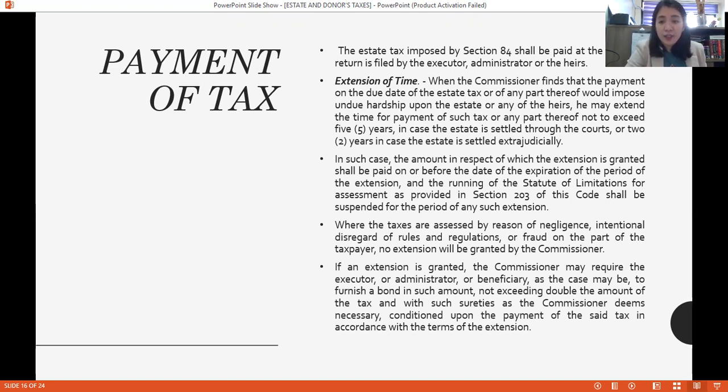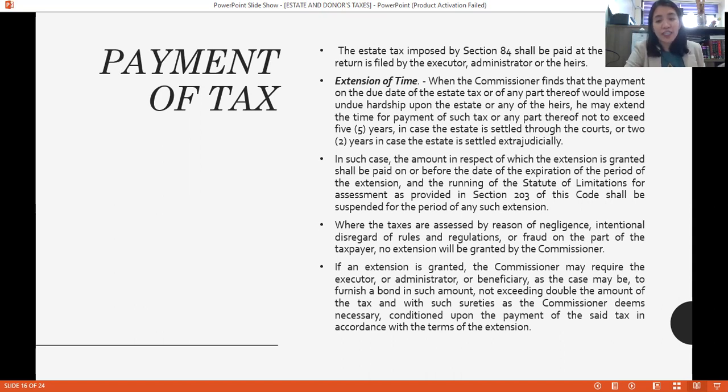In such case, the amount in respect of which the extension is granted shall be paid on or before the date of the expiration of the period of the extension. And the running of the statute of limitations for assessments shall be suspended. So dahil nag-ask ka for extension, suspended din yung statute of limitations. Where the taxes are assessed by reason of negligence, intentional disregard of the rules or regulations, or fraud on the part of the taxpayer, walang extension na igigrant yung commissioner.